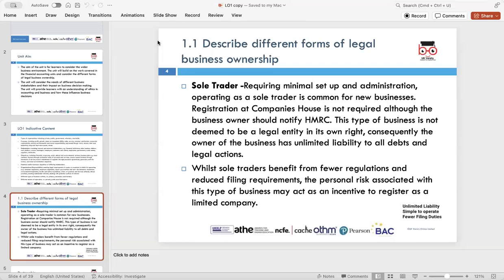The owner of the firm is accountable for any and all debts and legal actions that may be brought against them. Therefore, the personal risk connected with this type of business may function as an incentive to register as a limited company, despite the fact that sole traders benefit from fewer laws and lower reporting obligations. So it is quick and easy to use with fewer filing responsibilities.